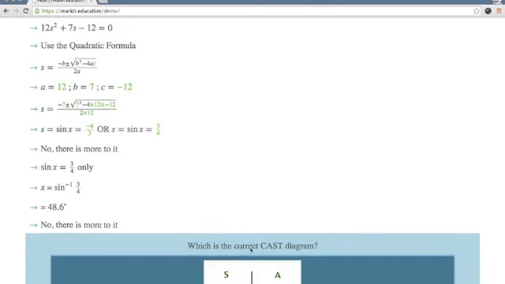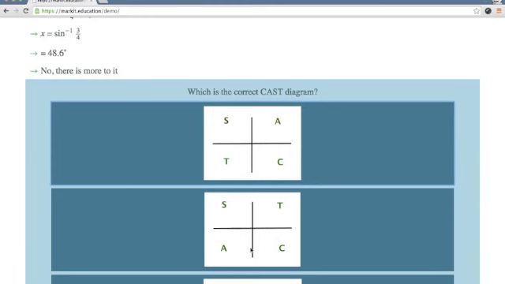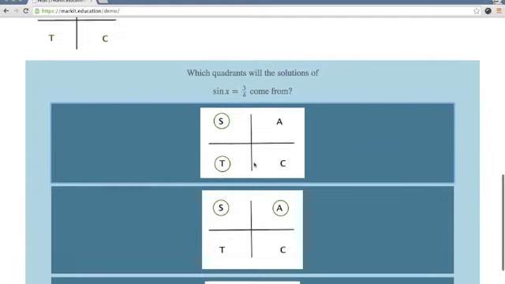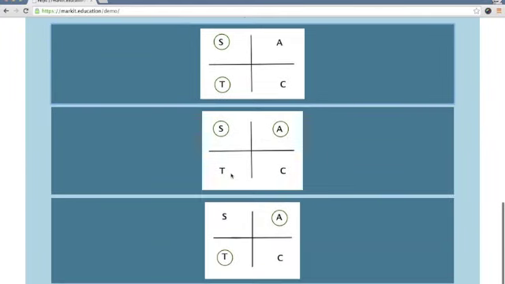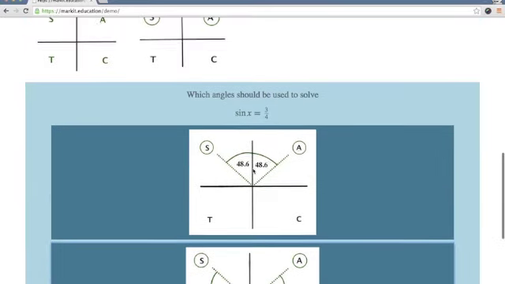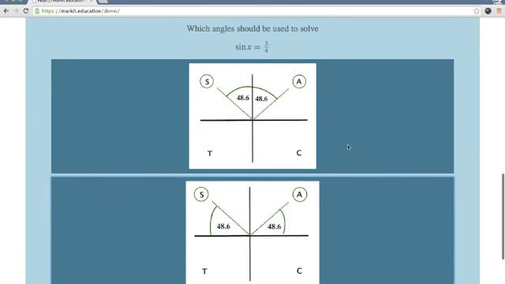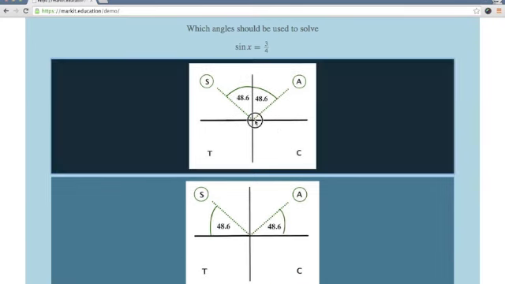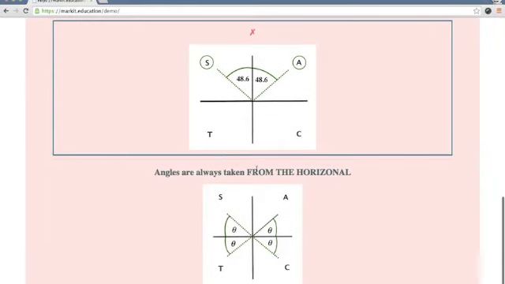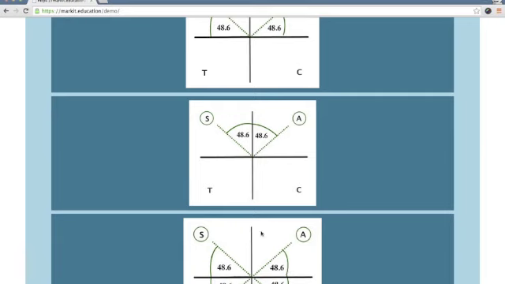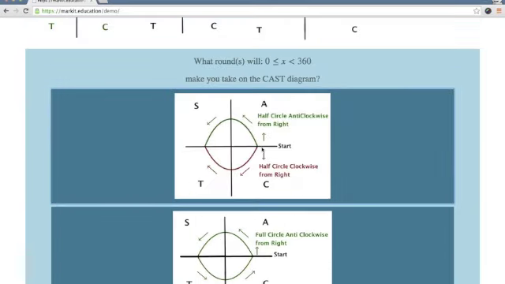And then again, they need to keep going. This is when the CAST process starts, and we've done this using images. So they pick the diagram, they then have to pick which quadrants they have to work in. So they would pick this one, and then they need to decide which angles should be used to solve this equation. And this is one of the common mistakes I've seen where people use the vertical. So it tells them that you're not supposed to use the vertical. You do it from the horizontal, and this image demonstrates that. And the hope is that this will imprint in their minds and they'll remember forever to use the horizontal to generate their solutions. So then hopefully they pick that one.